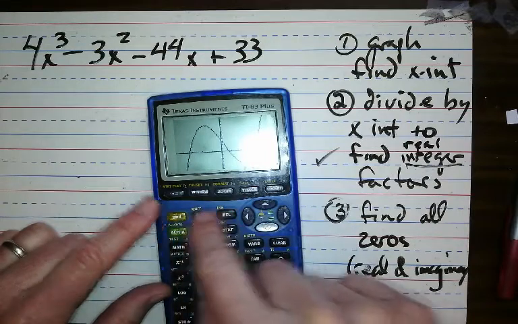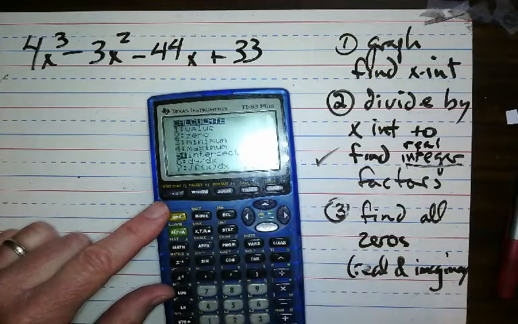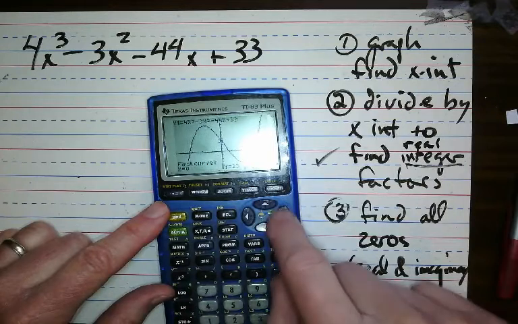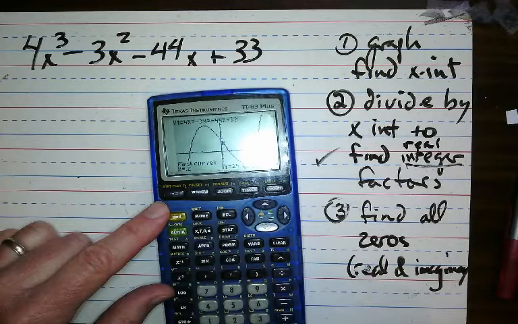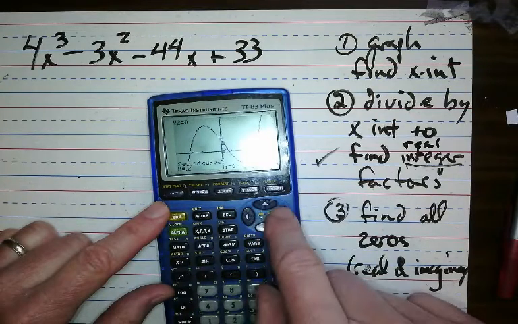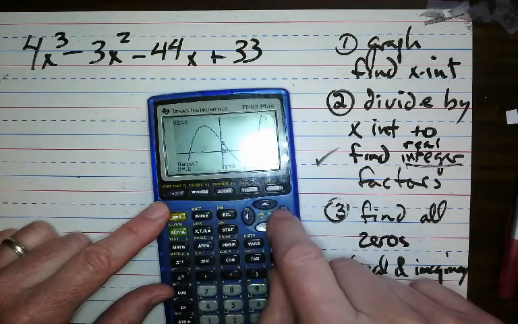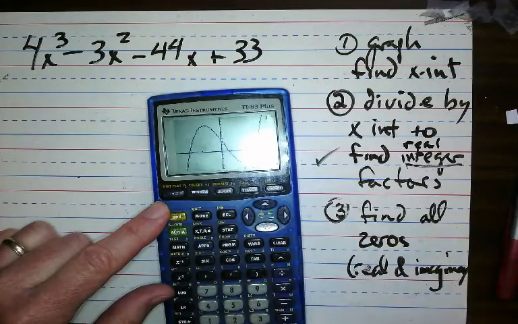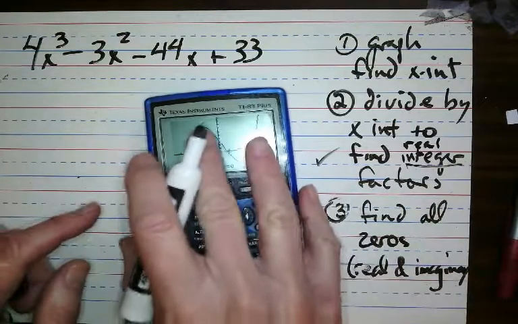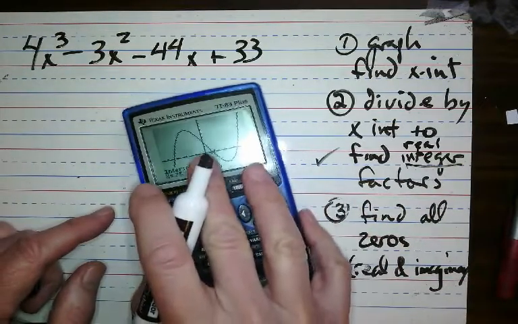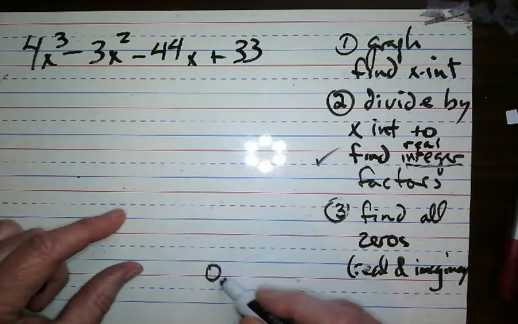So second trace, go down to intersection, and it says, are you on the first curve? Yes, I am. You can tell I'm on the cubic. And then, are you on the second curve? Yes, I am, because you can tell I'm on the x-axis. And then I want the middle one, so that's the one I'm going to take. What do we have there? 0.75? How about that? So 0.75, you make sure you get the same thing I do.